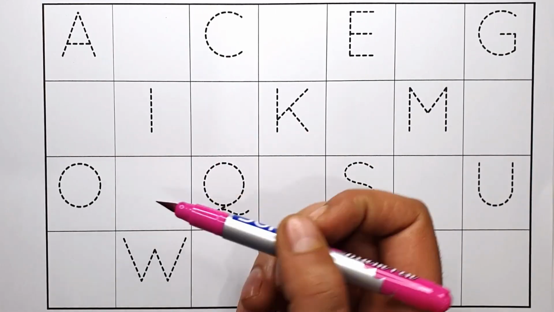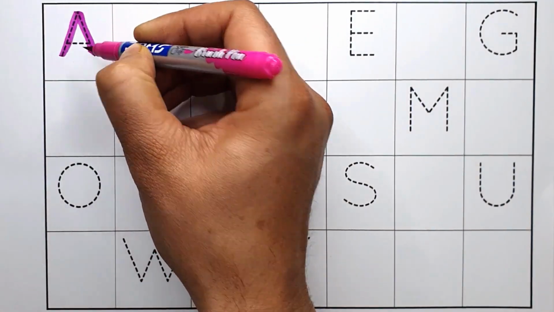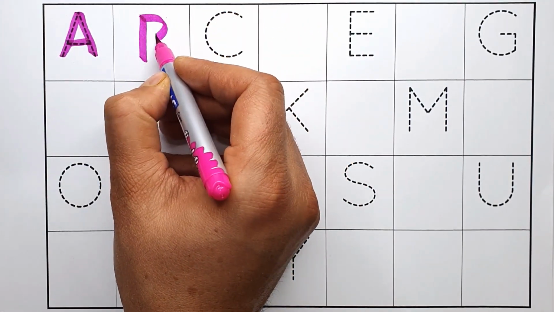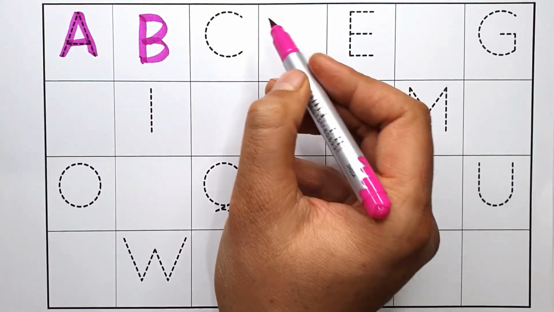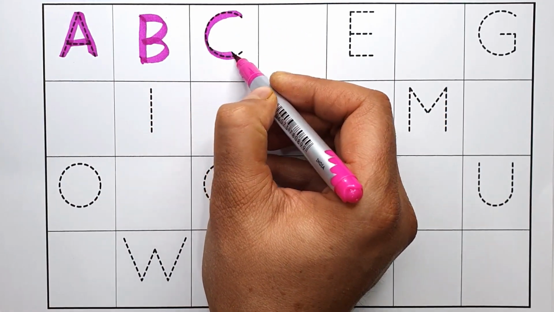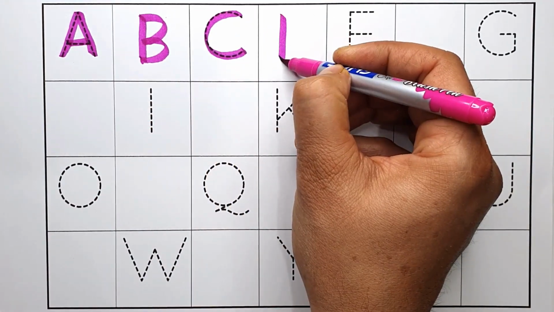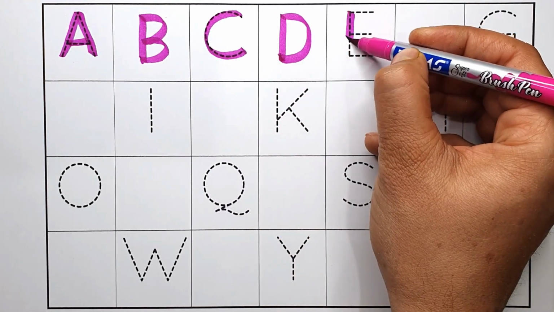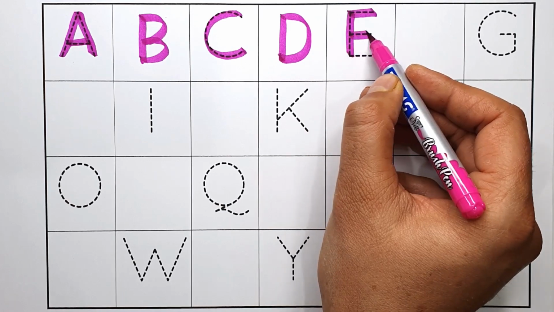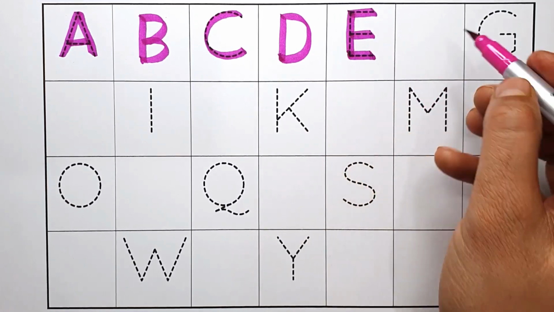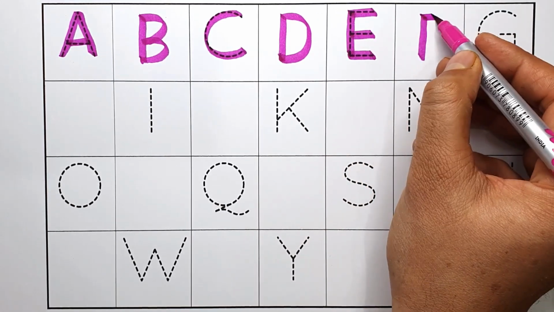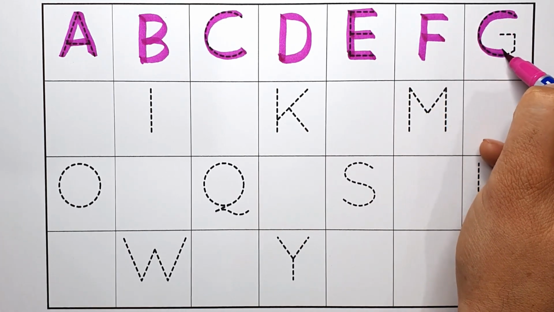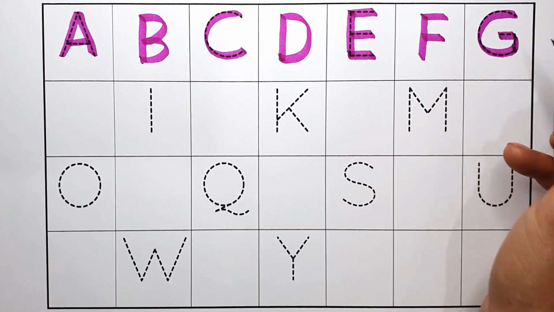Start with pink color. A, A for apple. B, B for ball. C, C for cat. D, D for dog. E, E for elephant. F, F for fish. G, G for goat.